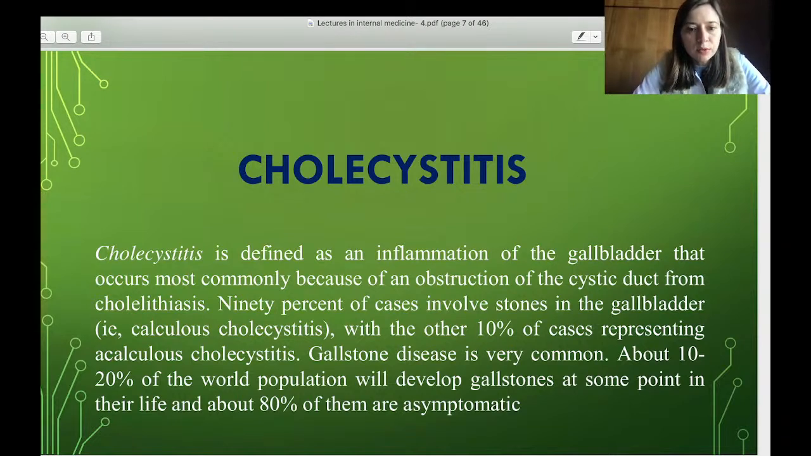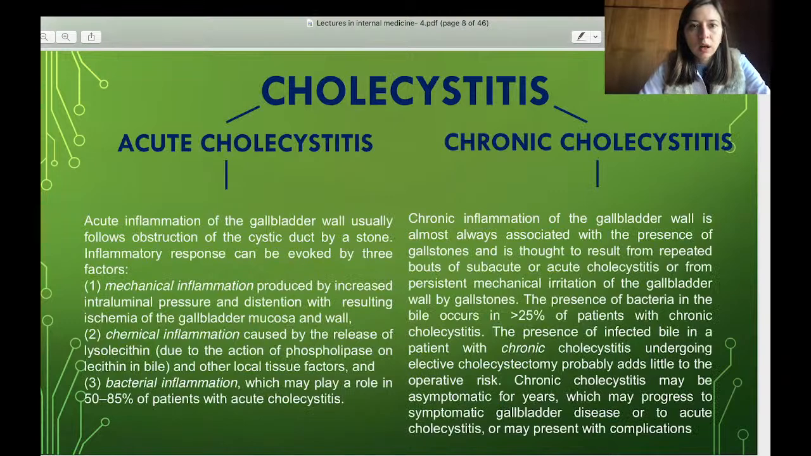Gallstone disease is very common. About 10–20% of the world population will develop gallstones at some point in their life, and about 80% of them are asymptomatic. And cholecystitis is divided into two variants, acute cholecystitis and chronic cholecystitis.